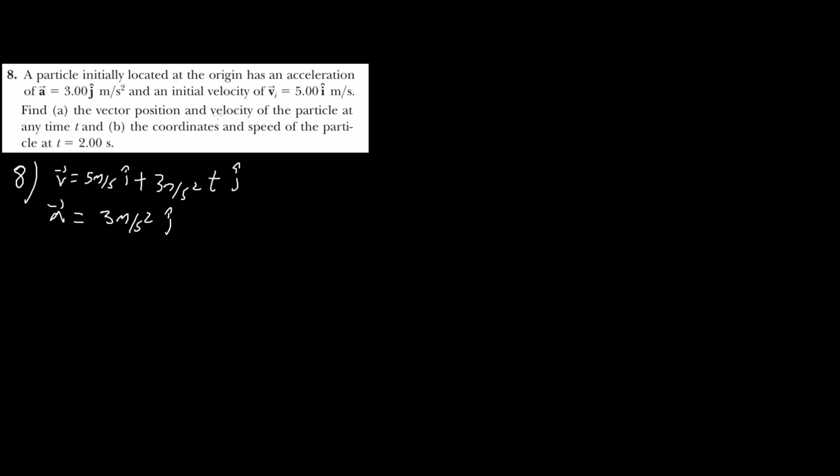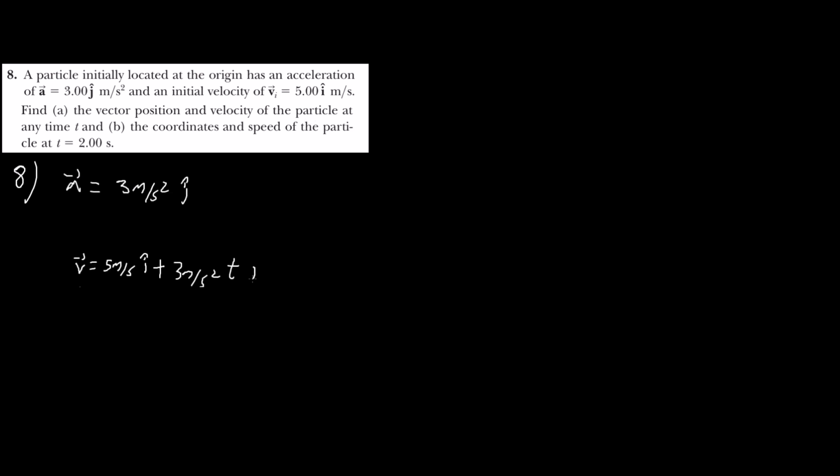Okay, so for part A, it's going to ask for the vector position and the velocity of the particle as a function of time. So this is going to be the velocity vector. Now we're going to find the position.